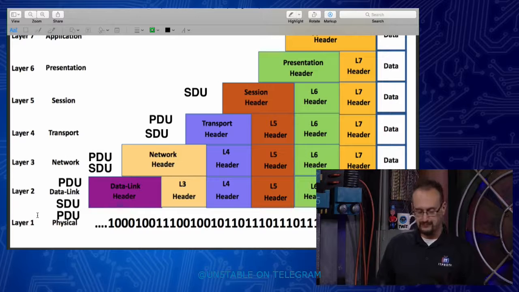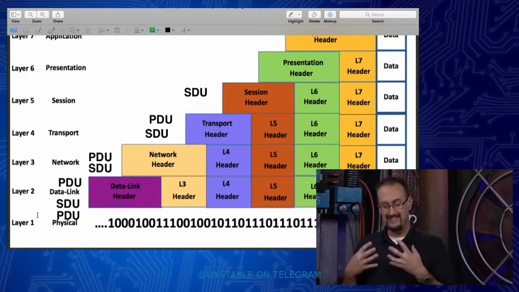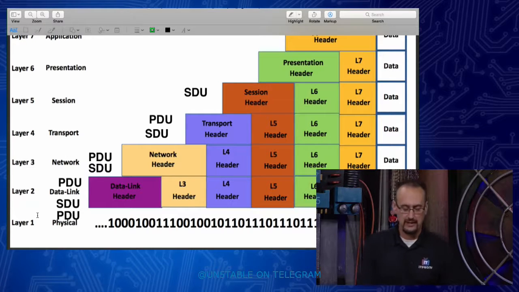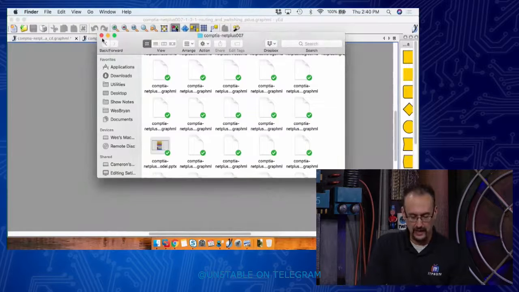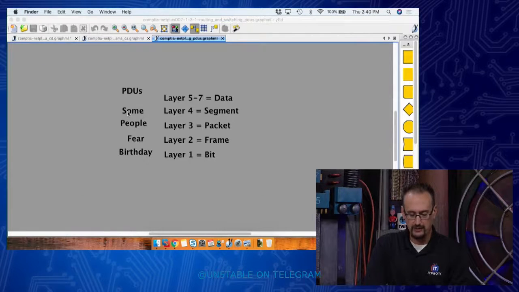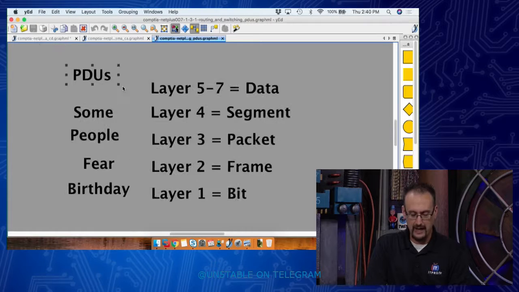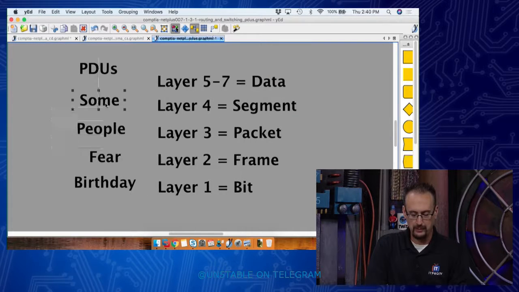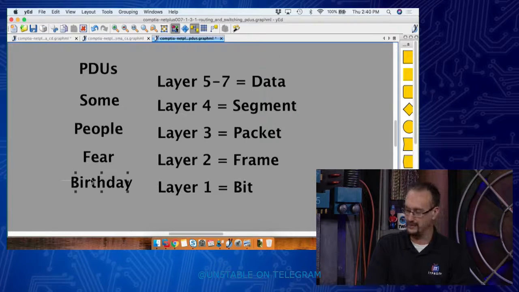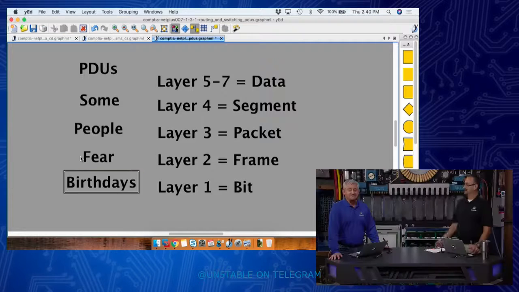All right? Now, what are the PDUs? They have names, and I want you to be aware of that. So let's go ahead. I got a little diagram here, and I want you to know the different protocol data units, all right? Now, I've got a little mnemonic that'll help you. We'll talk about this mnemonic here in a second, so don't worry about it. The protocol units are not called Some People Fear Birthdays. We'll get there in a second. That's a little mnemonic. I fear birthdays all the time. We fear birthdays as we get older, Zach, right?